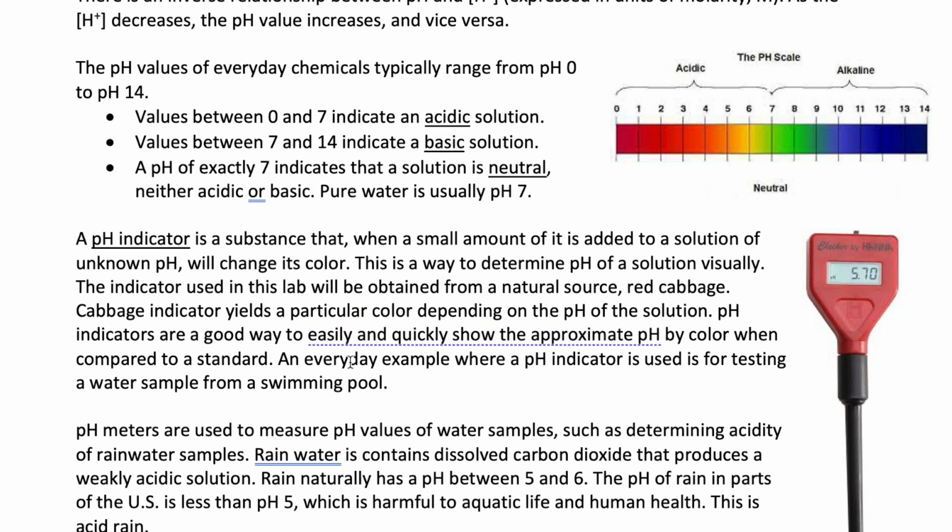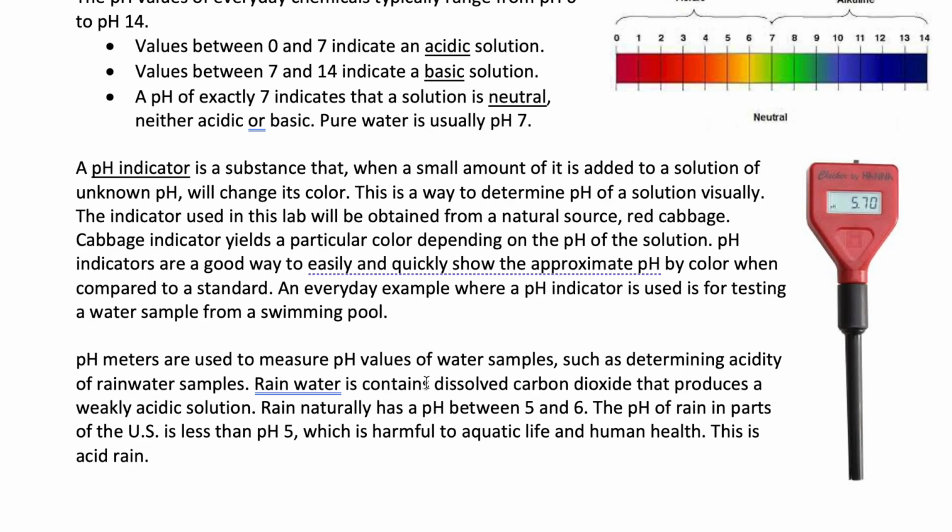So you might wonder where you can use this. Well, one specific example where people use pH indicator is testing the water for a swimming pool, because we need to make sure that it's not too acidic or too basic for people to swim in it, because it would not be healthy for the skin.